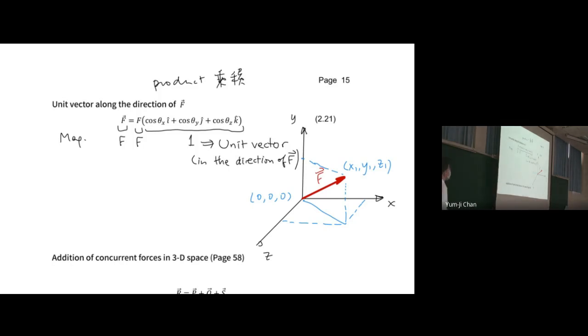Is that okay? Vectors with the length of 1 are called unit vectors. So this is a unit vector because it is in a 3D direction along the force F. It is a unit vector in the direction of F. In mathematics, the symbol for this unit vector is lambda.